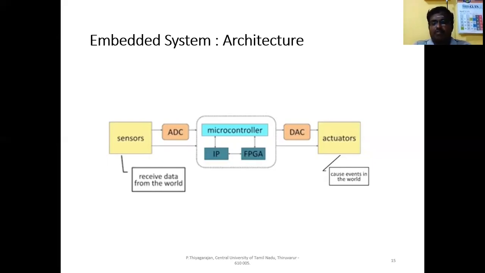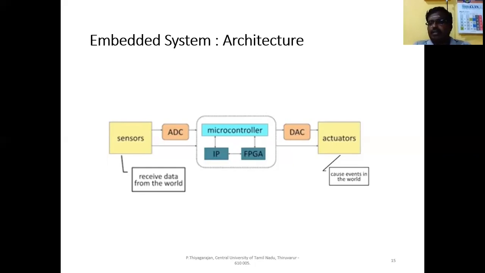Now we have four components in front of us in the embedded system architecture. The first component is the sensors, and the second component is the ADC, nothing but analog to digital converter. The third component is the brain of the embedded system, which is the microcontroller. In turn, the microcontroller has an IP core and FPGA. And the fourth component is the actuators and the DAC.